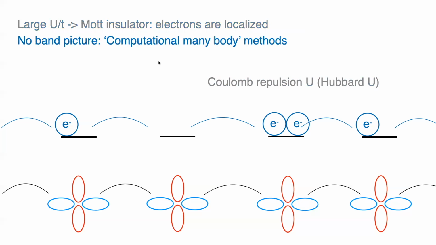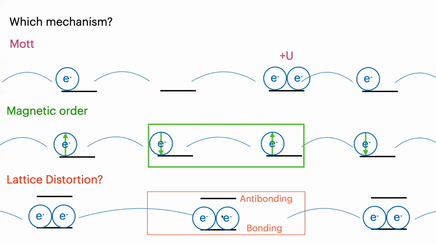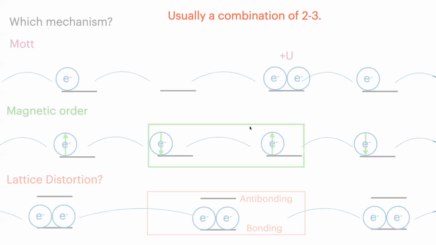And this is why we need things like what are often called computational quantum many-body methods. So these are dynamical mean field theory, Gutzwiller methods, slave boson methods. And one of the questions is, which mechanism is actually the real one in many materials, whether it's the Mott behavior, whether it's magnetic order, whether it's a lattice distortion. And the reality is that often you have some combination of two or three. You might have some lattice distortion. You might have magnetic order as well. You might have Mott insulating behavior.